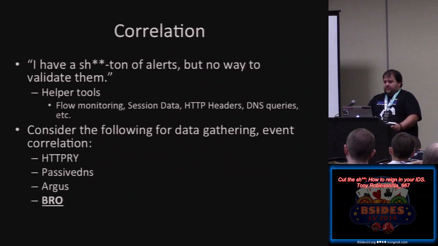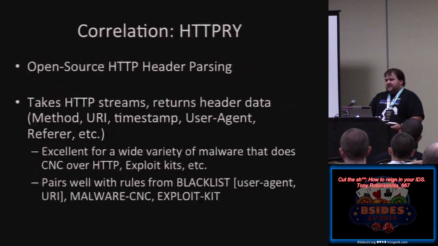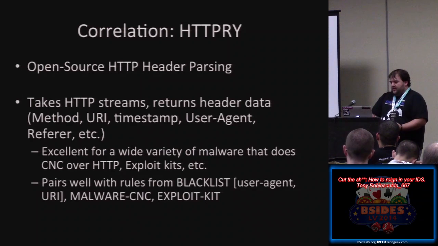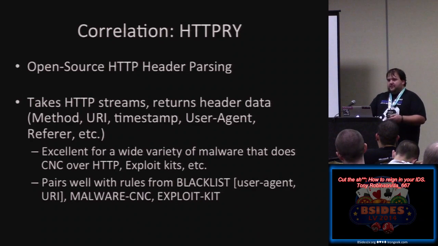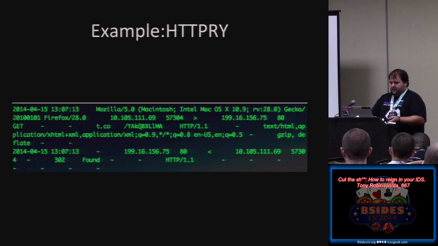So I'm going to go over a couple of tools that we use in our enterprise: HTTPry, Passive DNS, Argus, and last but not least, of course, Bro. HTTPry is basically open source HTTP header parsing. This tool pairs really well with malware CNC, blacklisted user agent, URI, and exploit kit rules from the Snort rule set. It basically allows you to record HTTP headers on the wire as long as you give it a network feed. And this next page is just a brief example. This is my web client requesting Twitter. You can see my user agent, the IP address, what time it happened, all the options that are in the HTTP headers, and what response I got back from the server.